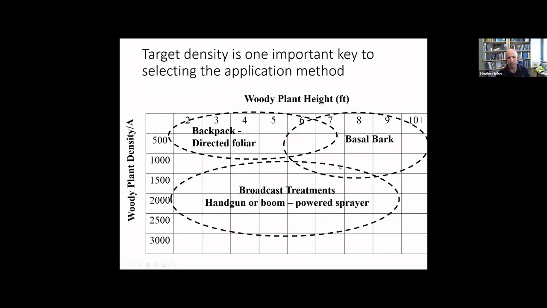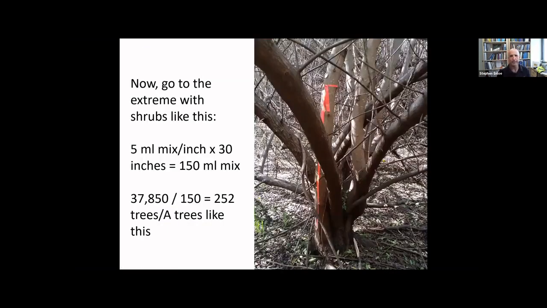This is why basal bark cuts off here around 1,500 stems, because we recognize that if you go to higher stem densities than that, you are going to violate that label. Now, this all changes when you get into these ridiculously ginormous type shrubs where you may have 20 or 30 stems coming off of these things. And if you have a total stem diameter of 30 inches on all these, suddenly you need 150 mils of mix. So that 1,700 trees comes down to 252 trees per acre like this.